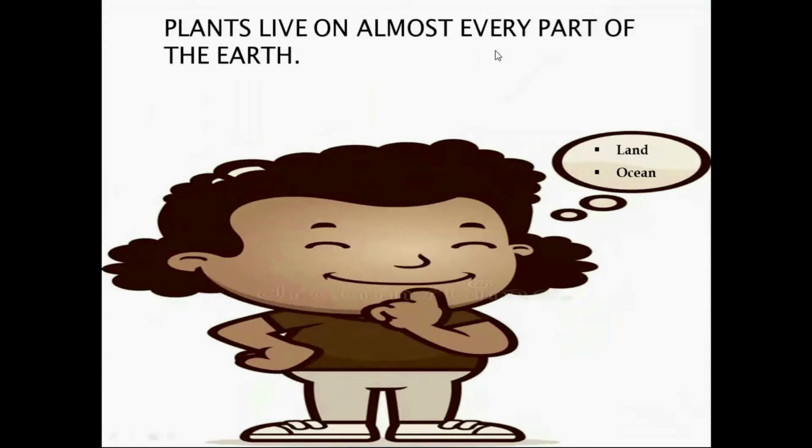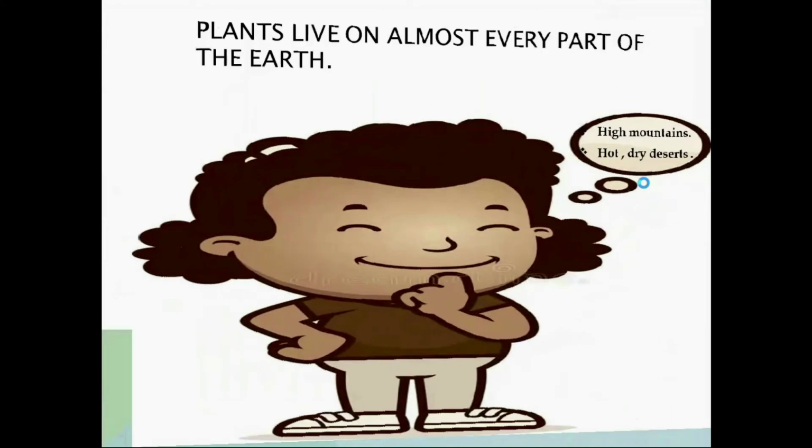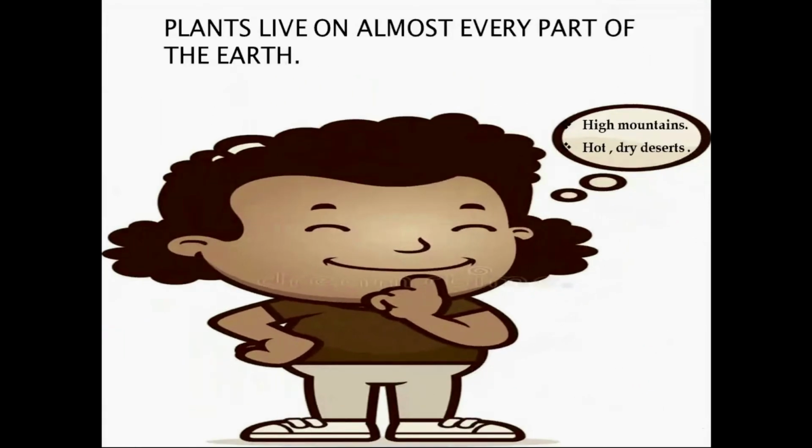Plants live on almost every part of the earth. Plants can live and grow on almost every part of the earth. Plants can live on land, they can live in oceans, under the sea, under the water, and plants can also live in high mountains or in hot, dry deserts. Now, we are going to discuss each of them one by one.